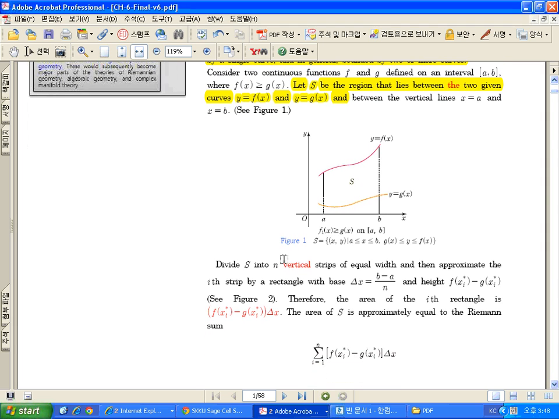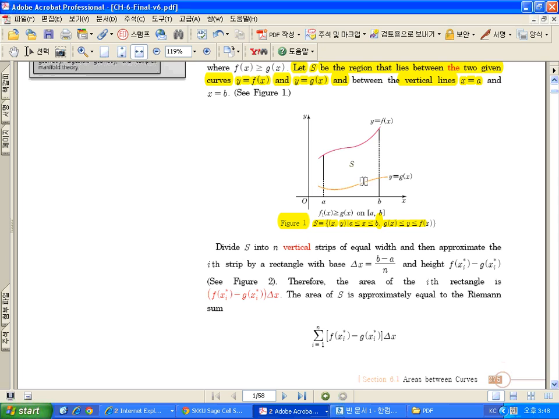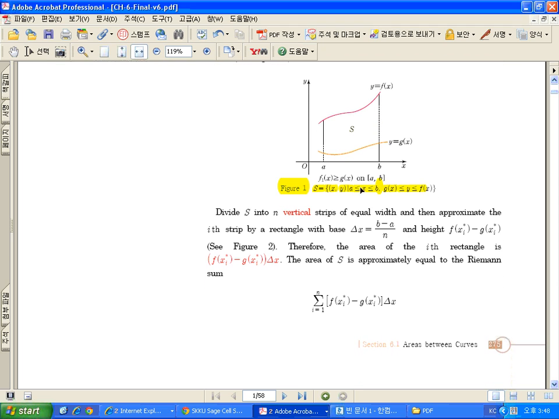Then, between the vertical lines x = a and x = b, as you see in figure 1. Okay, then how do you find this area? You divide S into n vertical strips of equal width, and then approximate the ith strip by a rectangle with the base delta x, like this.